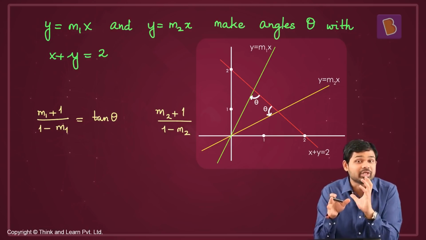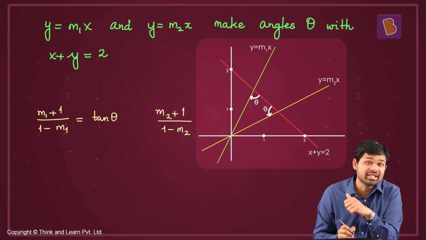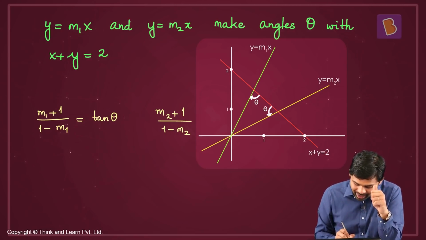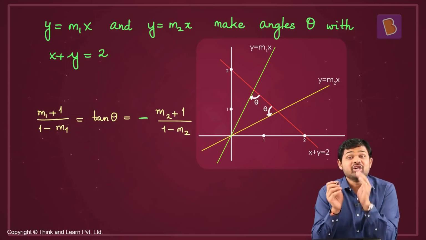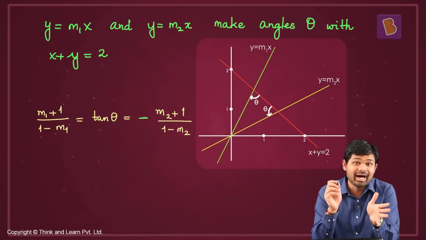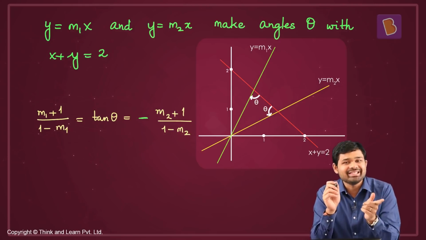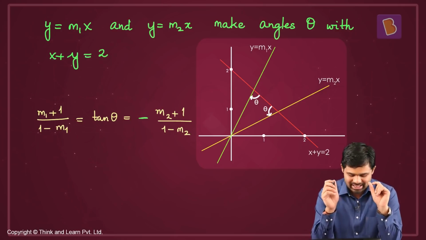One of these is equal to tan theta and the other one is equal to minus tan theta because we are measuring in the other direction. So this minus is very, very important. So m1 plus 1 divided by 1 minus m1, I'm going to call that tan theta. And m2 plus 1 divided by 1 minus m2, I'm going to call that minus tan theta. So that's a very important key bit here.